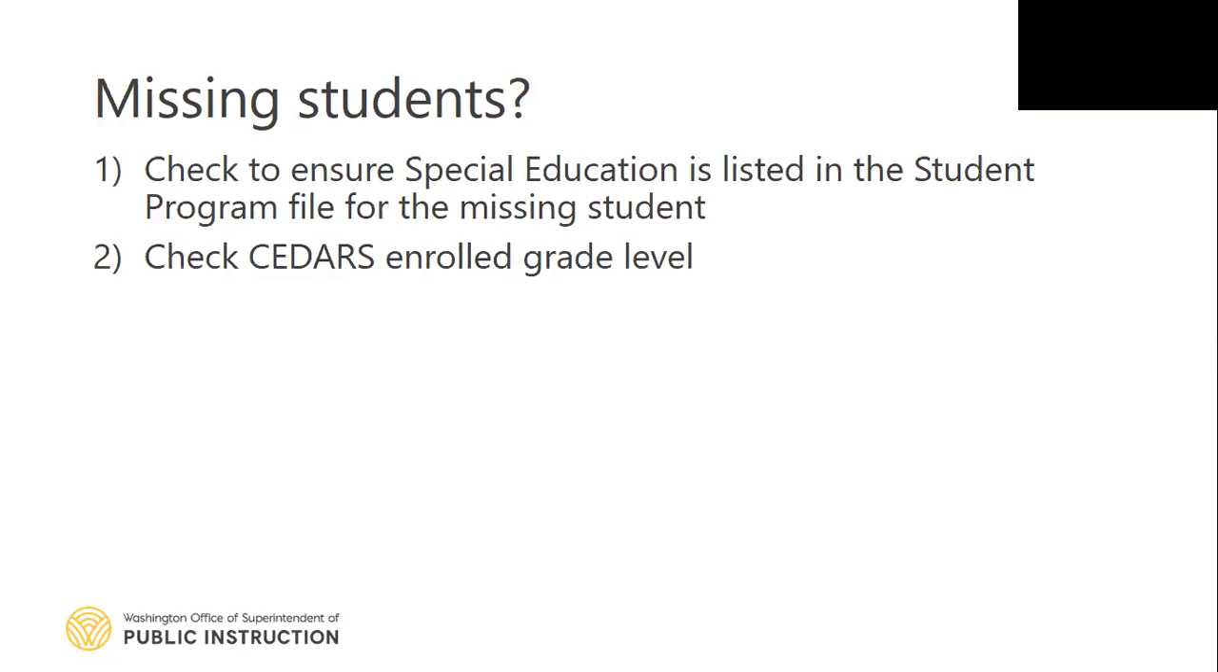If you find there are students missing from the student list, there are typically two primary reasons. First, the student is missing the special education flag in the student program file. The second most common reason is a mismatch between the district grade level and the enrolled grade level reported to CEDARS. Both of these issues will need to be corrected in the district's next CEDARS submission.